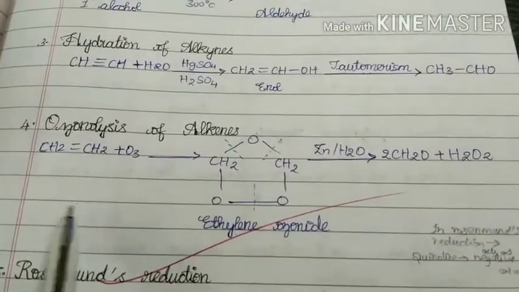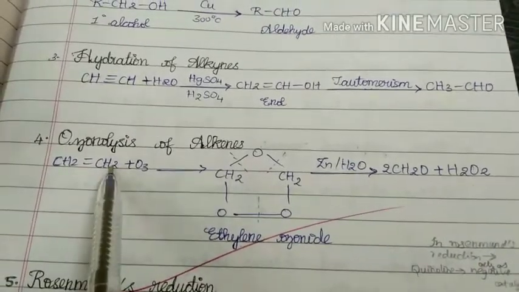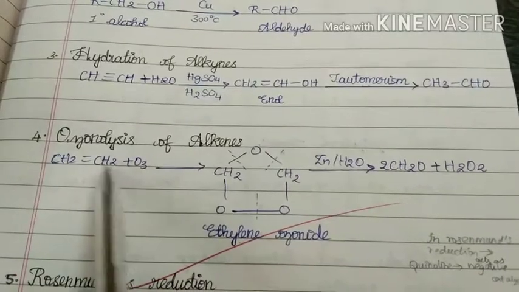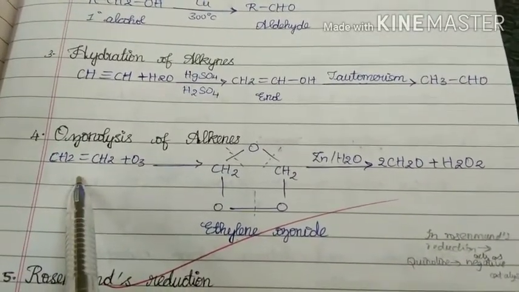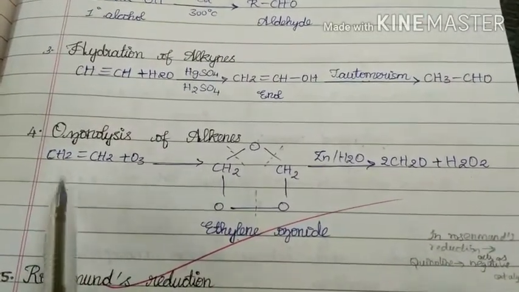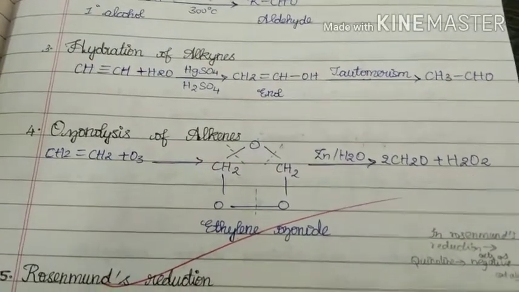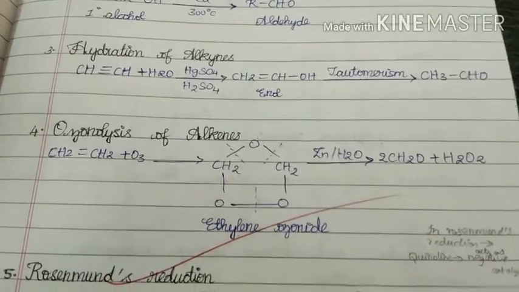What is the shortcut here? When double bonded compounds are treated with ozone, that double bond is completely broken. One oxygen comes here, one oxygen comes here. That is the product. That is the shortcut of ozonolysis of alkenes.